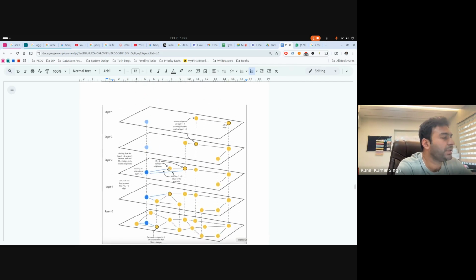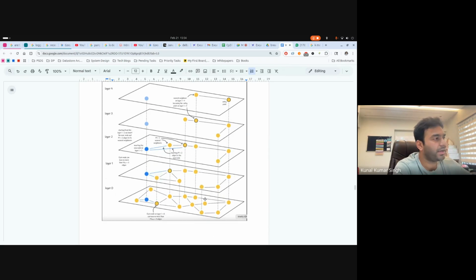Now what happens when you have to insert, right? At insert time, randomly, there is an algorithm which is used to figure out which layer I have to start the insertion from. So it could be layer 1 or layer 2 or layer 3 or maybe layer 4, or layer 0. So let's say we start with some layer, right? Let's say we start with this layer.